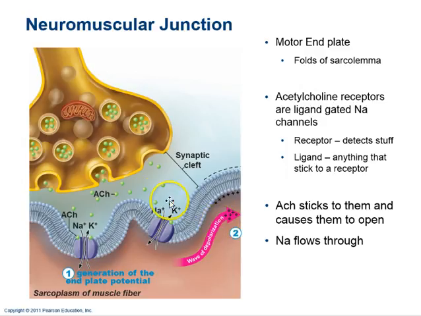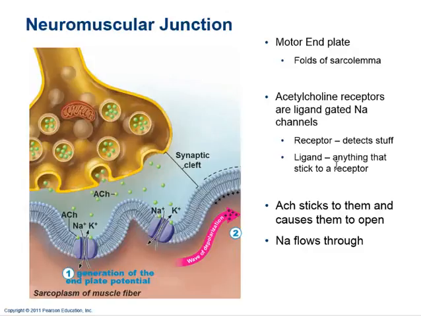When acetylcholine is released into the synaptic cleft, it is going to stick to what is called acetylcholine receptors. These are ligand-gated ion channels. So a receptor is anything that detects stuff, as it says right here. And then a ligand is anything that is detected or anything that sticks to a receptor. So these two terms kind of define each other. Receptors stick to ligands and ligands stick to receptors.